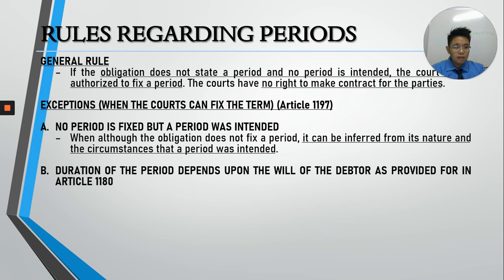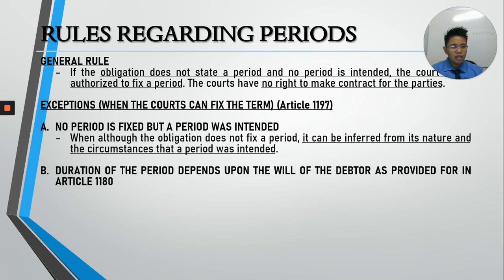Now, here, class, remember, the court can step in to fix a period. Yan. So, the period fixed by the court will depend upon the nature and circumstances of the obligation as well as the intention of the parties. Now, if the duration of the period depends upon the will of the debtor as provided for in 1180, remember in 1180, I will pay when I have the money. I will pay when I want to. I will pay when I am able. So remember here, the period depends upon the will of the debtor. The payment actually depends upon the will of the debtor.